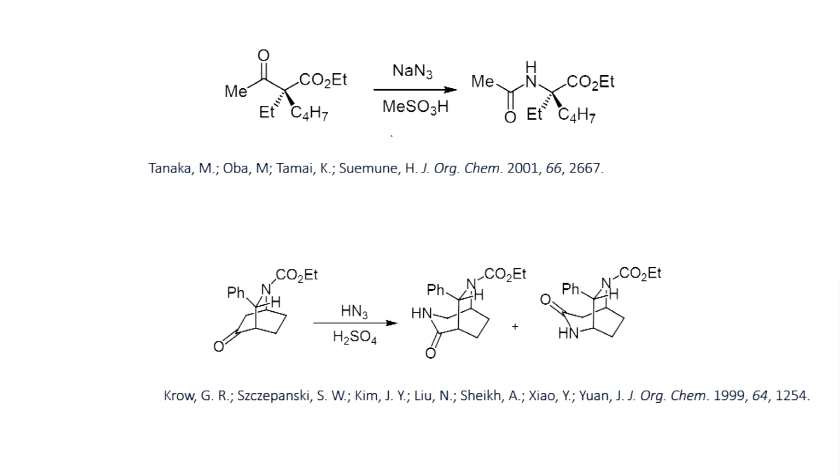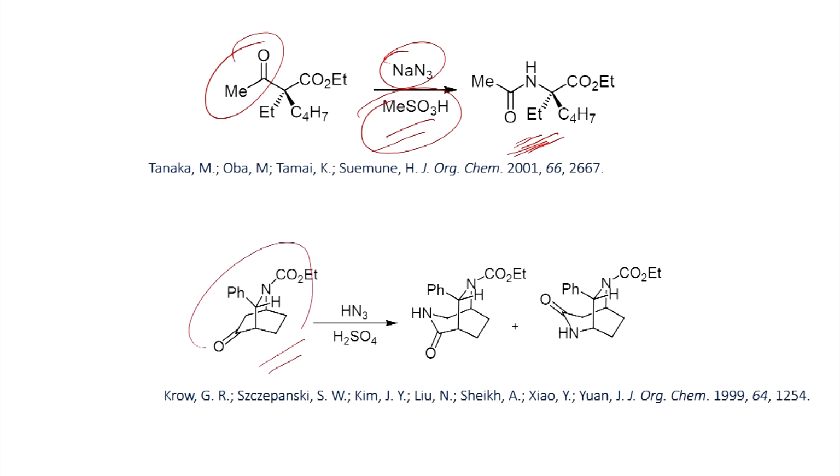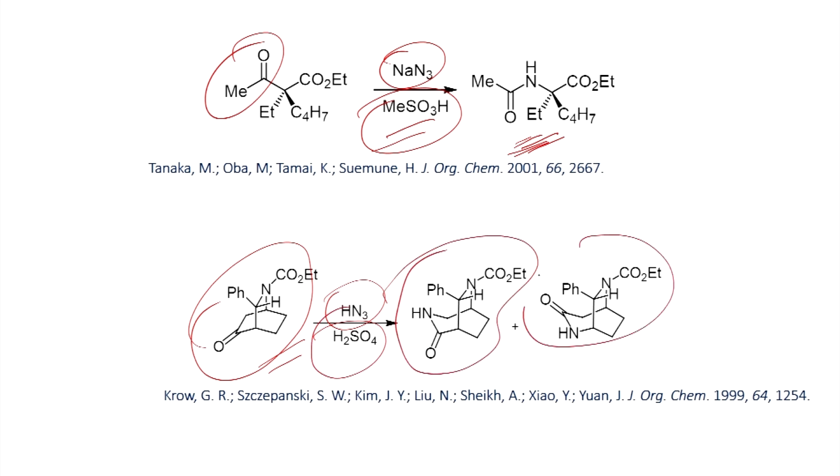Here is another example, also the reaction of this ketone with the azide in the presence of methanesulfonic acid. You can get this amide as a product, and similarly here also the reaction of this ketone with HN3 in the presence of sulfuric acid, as we have seen, and you will be able to form this lactam as the product.